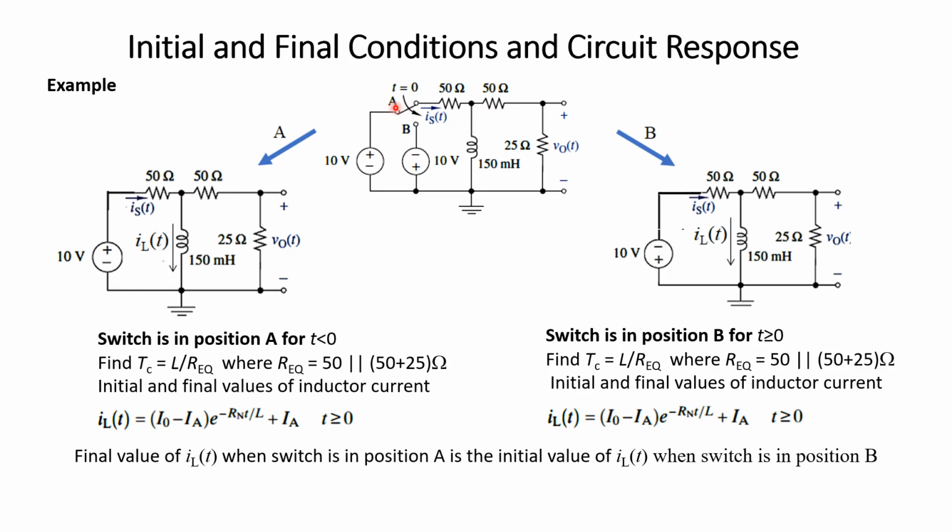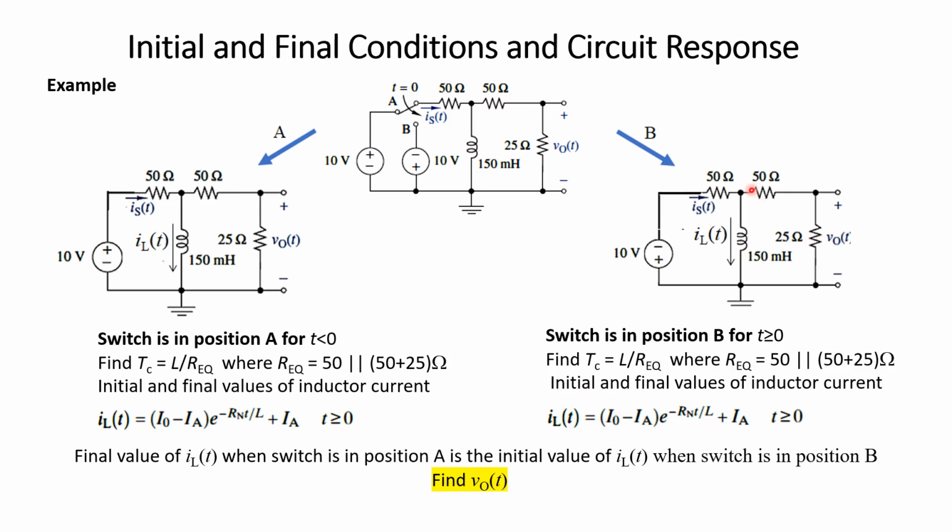And at t equal to 0, we move the switch from position A to position B. So the final value of the current over here will be used as the initial value of the current over here. The final value of the current, this IA, will be used as the initial value. So proceed further and you do it by yourself and find VO.